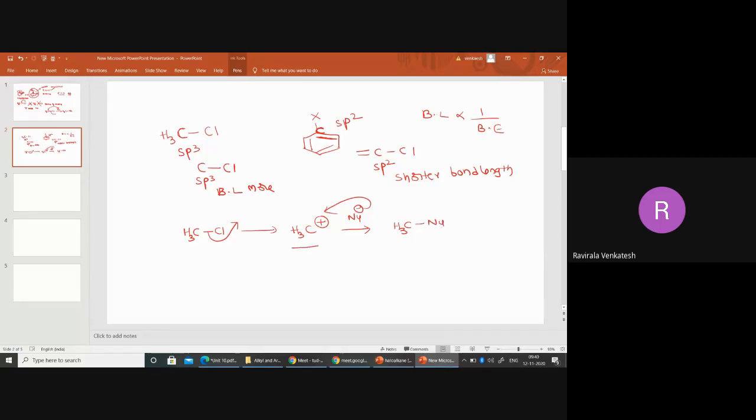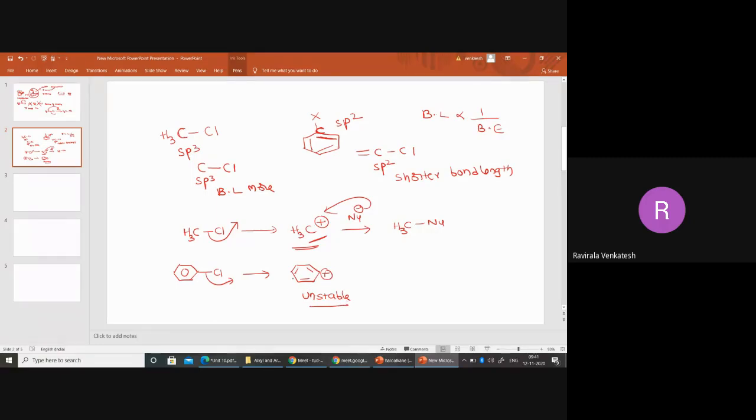Now, are you getting a carbocation? Yes. But similarly, if I take aryl halides, the bond is shifted here. Now we are going to get this one. But compared to this carbocation, this benzene carbocation is highly unstable. Having a positive charge on an aromatic compound is highly unstable, based on Huckel rule only.